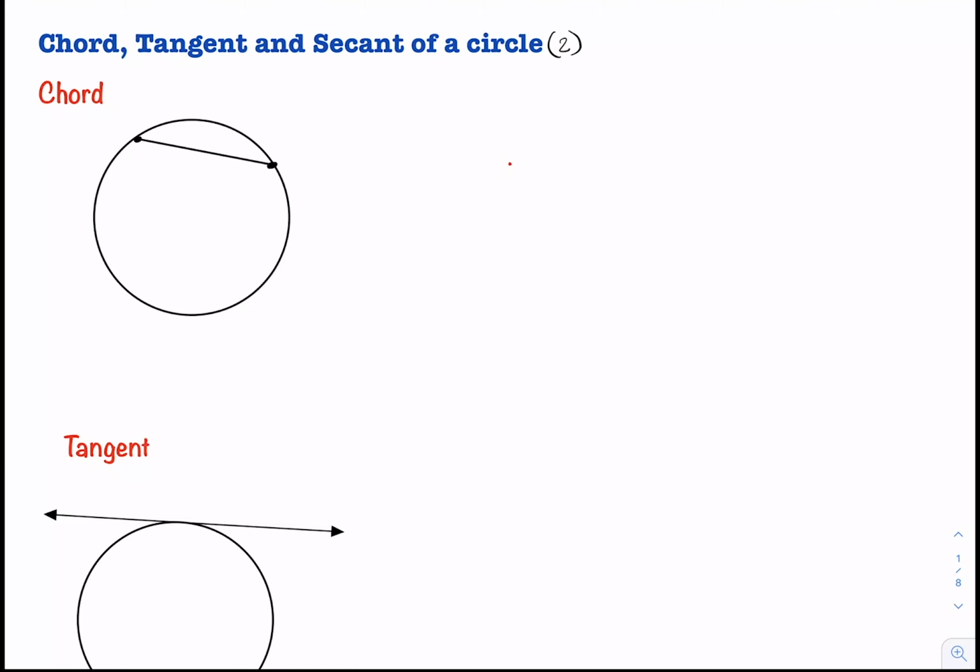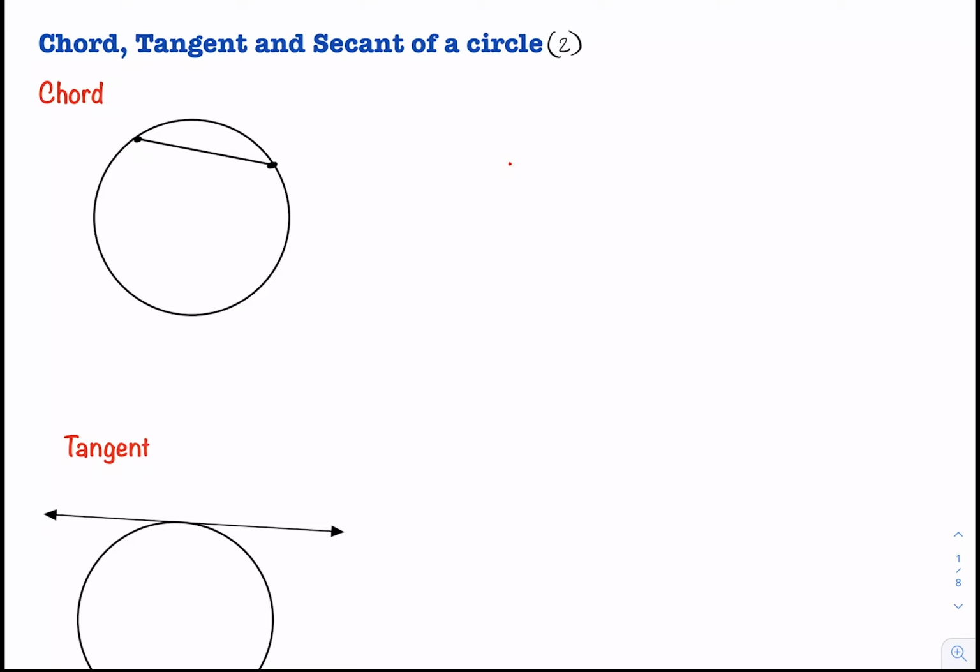Welcome back to this video presentation brought to you by the Pro Mathematics Academy. In this video, we are continuing our series on the circle, where we're talking about the parts, properties and measures. So here in this video, we'll be looking at the chord, tangent, and secant of a circle. And we start off by talking about a chord.